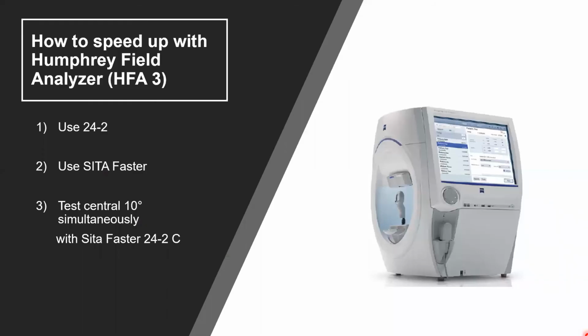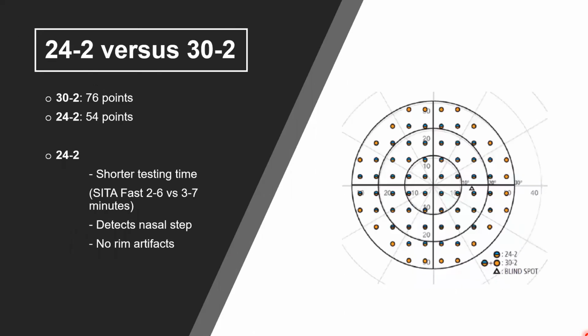And I'm going to show you how you can speed up with the Humphrey Field Analyzer 3. You can use the 24-2 test, use SITA faster, and test central 10 degrees simultaneously with SITA faster 24-2C. The 24-2 test has fewer points in the periphery compared to the 30-2 test, except for the nasal region, so that it takes less time to test, and also it has fewer rim artifacts. But on the other hand, the detection of a nasal step is preserved. So you can easily use this test for your glaucoma patients.